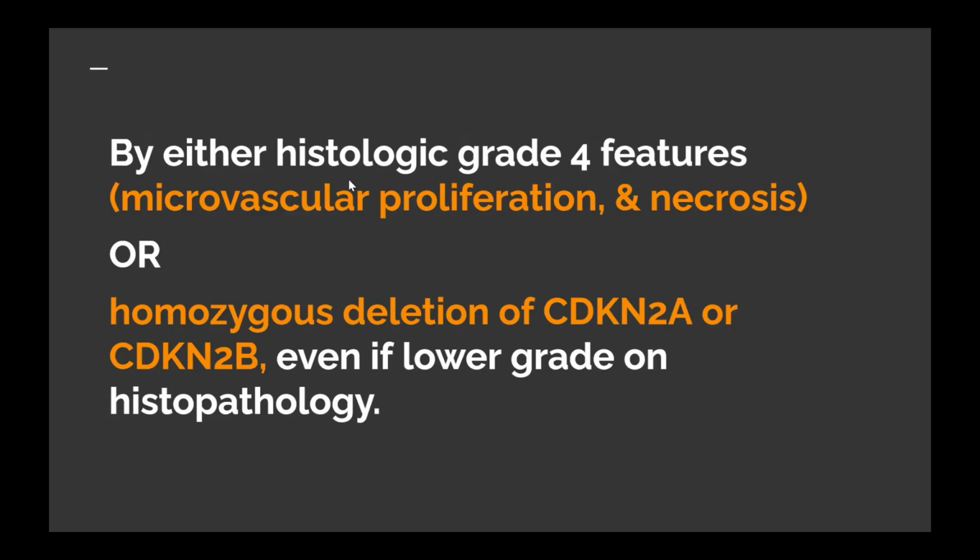We either grade it on the basis of histologic features, which are microvascular proliferation or necrosis, or there is homozygous deletion of CDKN2A or CDKN2B, even if there is a lower grade on histopathology. And please remember this because this is not going to leave you alone, even when we talk about oligodendrogliomas. Homozygous deletion of CDKN2A or CDKN2B biologically upgrades the tumor to the next one. If it is astrocytoma, it is grade 4. If it is oligodendroglioma, it is grade 3.